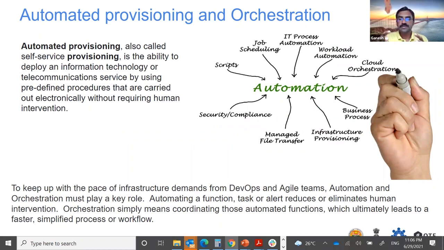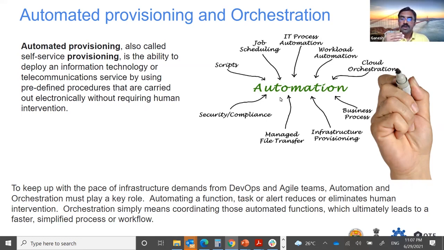So automated provisioning is all about self-service provisioning. We do have one particular tool for self-service. ServiceNow is one of the great tools which we have. ServiceNow has been integrated and is working very well with the VMware products as well, right? So when I say self-service provisioning, from the automation point of view, you can do job scheduling, IT process automation, workload automation, or even managing file transfer or infrastructure provisioning. So all these activities can be done.